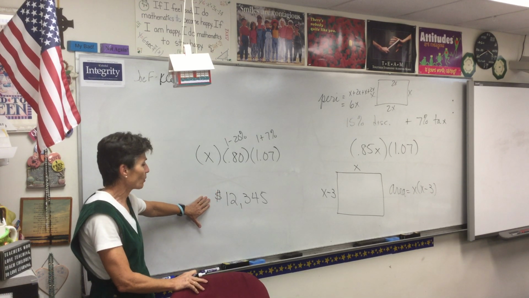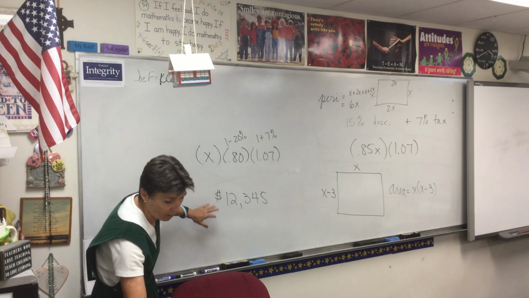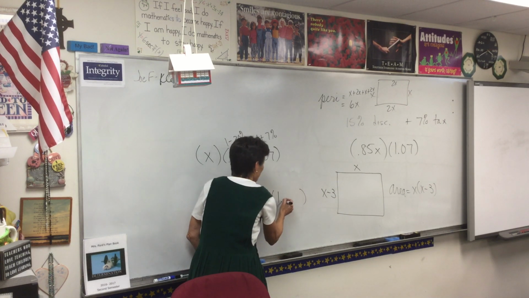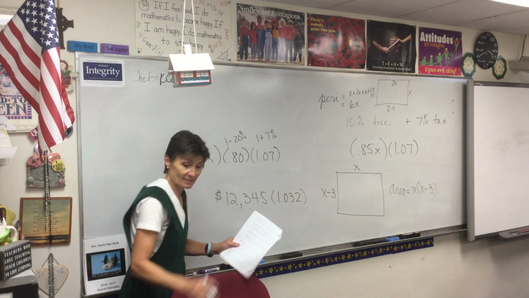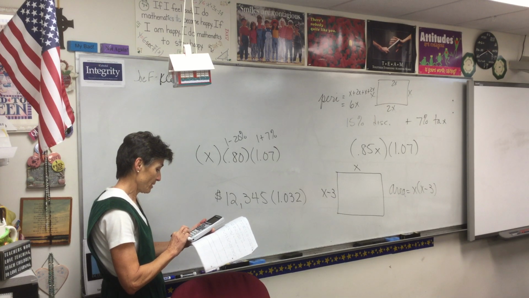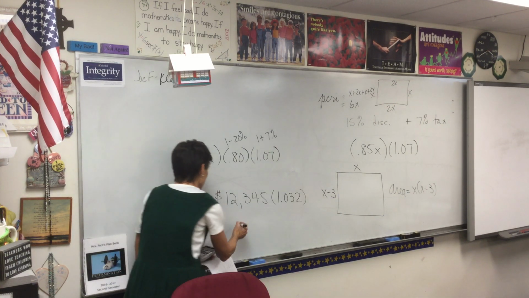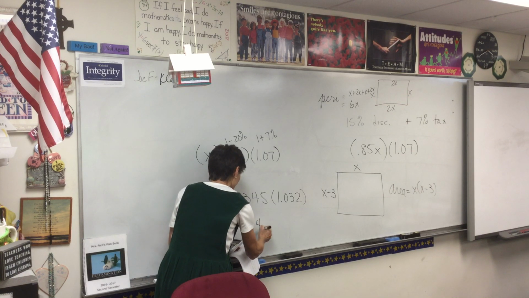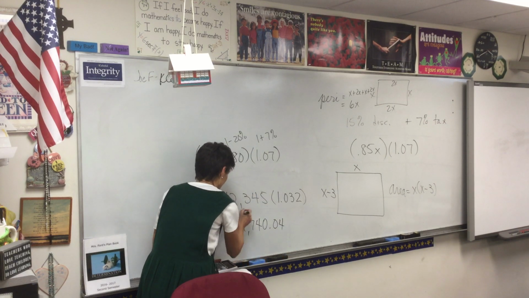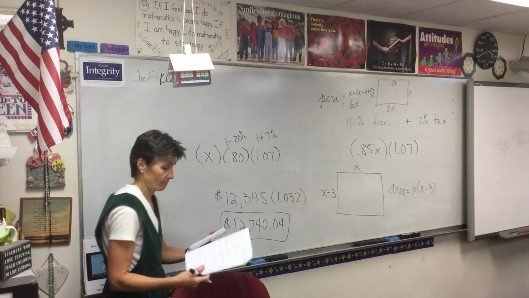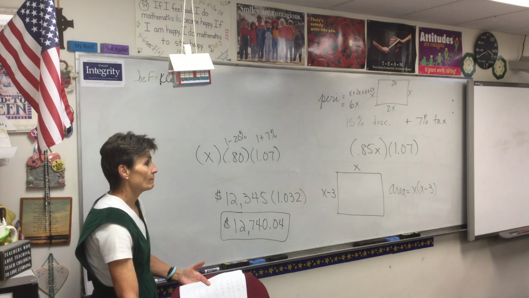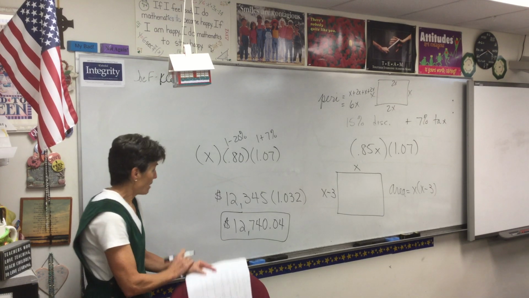But anyhow, all right, so what am I going to do? How am I going to find the answer to this question? I'm going to take 1, 2, 3, 4, 5, and I'm going to multiply it by 1.032, and that's going to be the answer. So 1, 2, 3, 4, 5 times 1.032. And the new salary is $12,740.04. Everybody okay with that?